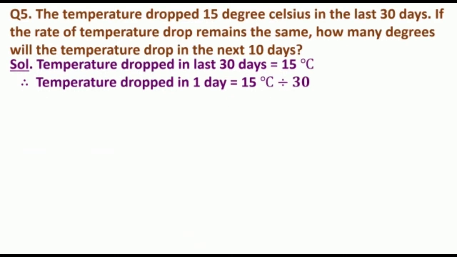Now the next question is question number 5. The temperature dropped 15 degrees Celsius in the last 30 days. If the rate of temperature drop remains the same, how many degrees will the temperature drop in the next 10 days? So in the last 30 days the temperature has dropped 15 degrees Celsius. So the temperature dropped in one day will be equal to 15 degrees Celsius divided by 30. We have to divide it by 30.